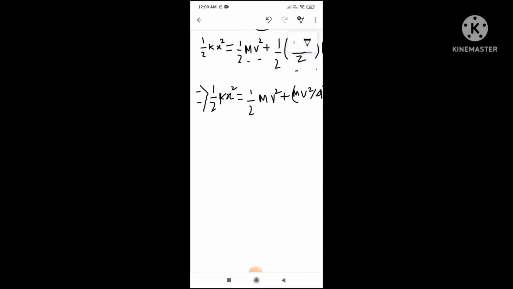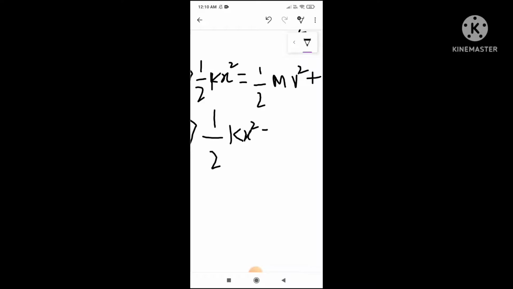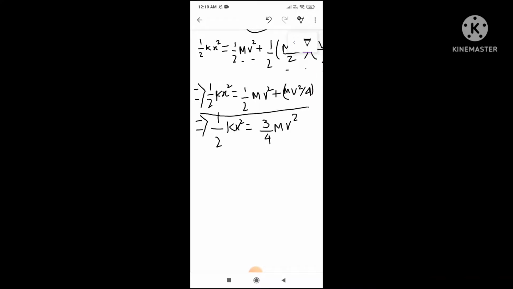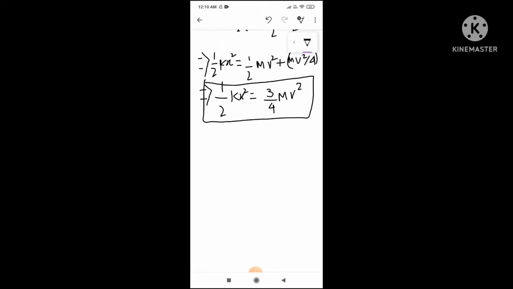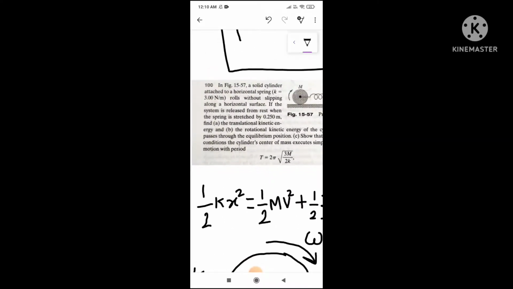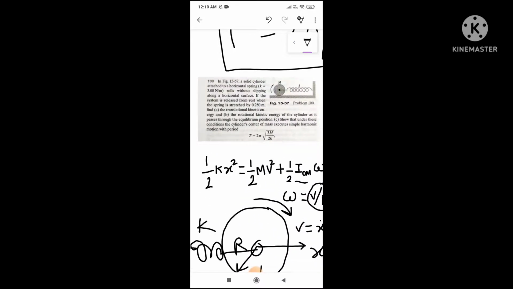So we can write half kx square as 3 by 4 mv square. Now look into this relation very carefully. So it is evident that, let us go back to the first part of the problem. See, it is evident that using that boxed result, that result in the box, we can find the translational kinetic energy and the rotational kinetic energy of the cylinder as it passes through the equilibrium position.